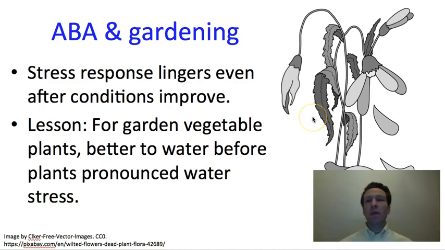And so if you garden with vegetables, you may have experienced this, where you forget to water plants for a few days, they get kind of droughty and look unhappy. You then water them again, and they perk up, but they continue to grow very slowly. Part of the reason for this could be a lingering signal from ABA.